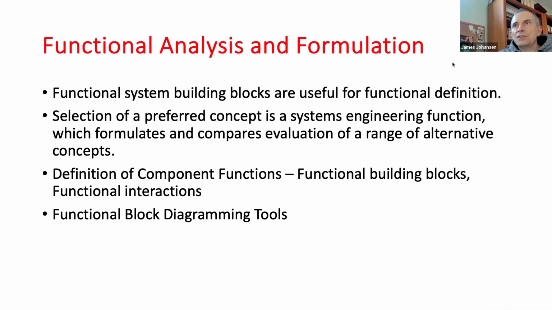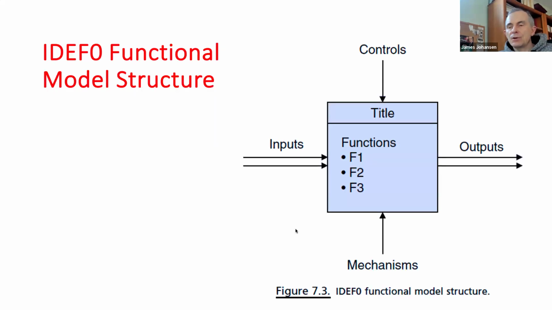So in terms of functional analysis and formulation, the functional system building blocks are useful for functional definition. The selection of a preferred concept is a systems engineering function. So we're all playing systems engineers in this course. And that formulates and compares evaluation of a range of alternative concepts. We also have the definition of component functions. So this includes functional building blocks and functional interactions. And we also have functional block diagram tools. We're going to talk about a couple different types of diagrams in this chapter, and we'll get into that shortly.